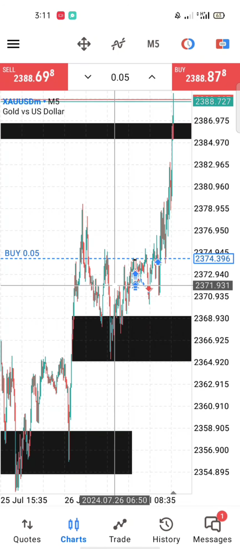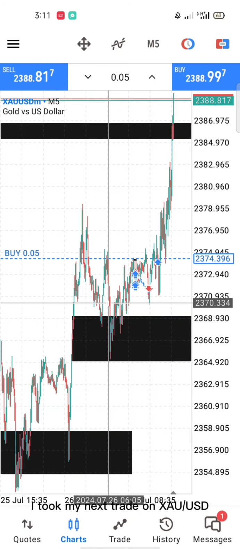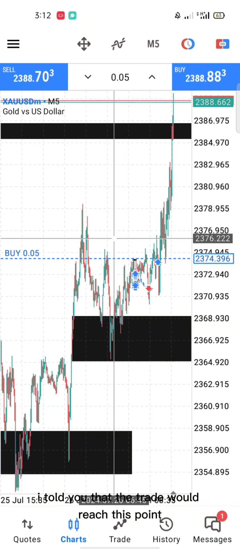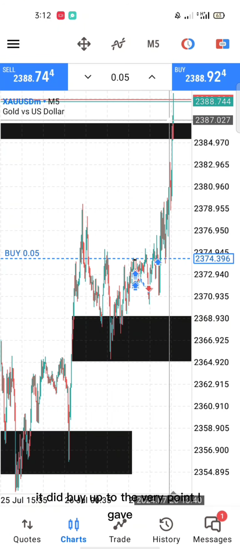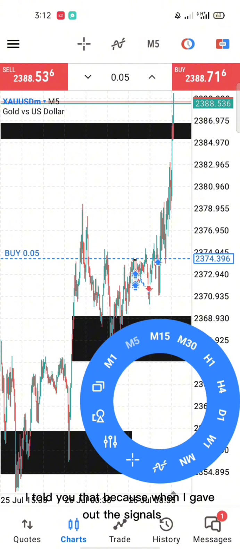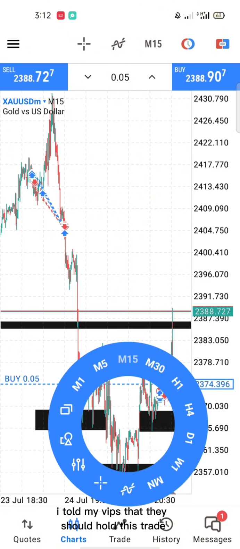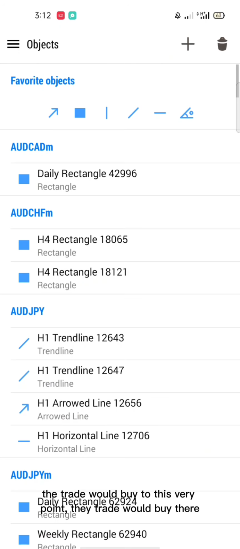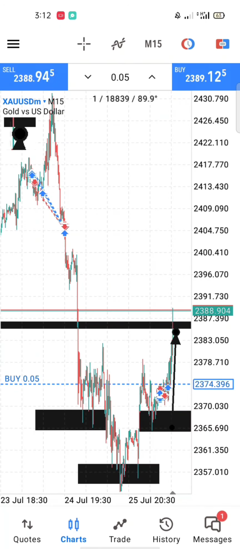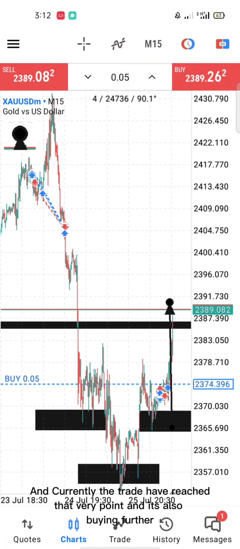So guys, I took my next trade on XAUUSD, and I told you that the trade will buy up to this very point. When I gave the signals, I told my VIPs to hold this trade because it would buy to that very point. The trade has now reached that point, and it's also buying further.